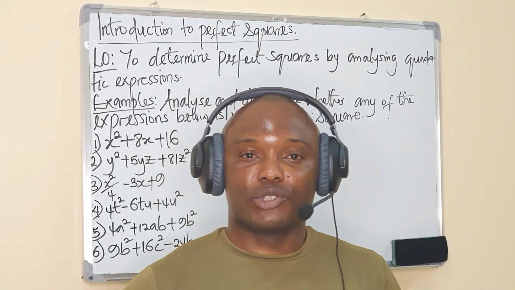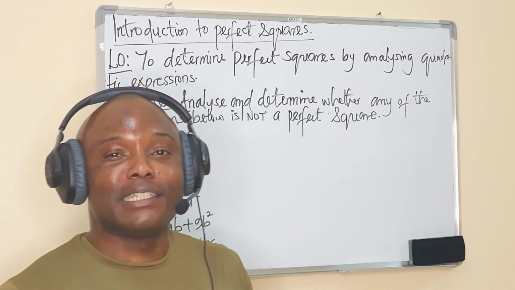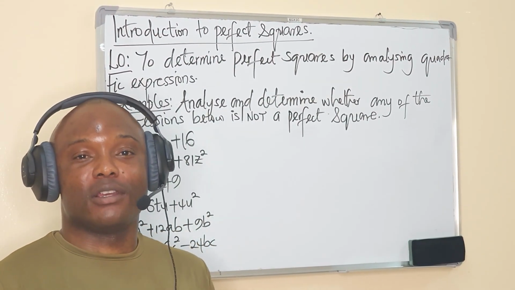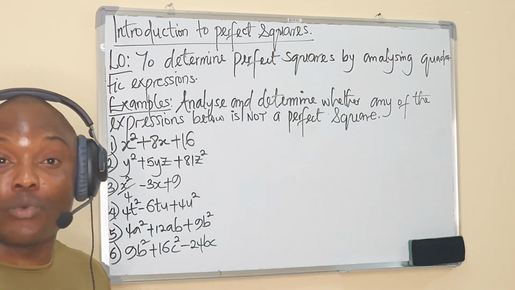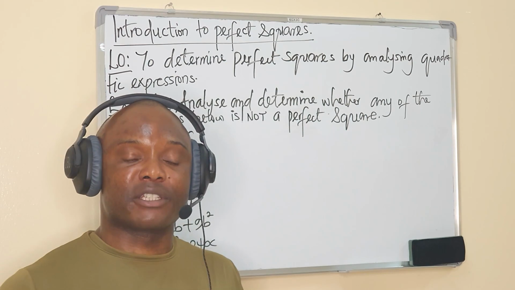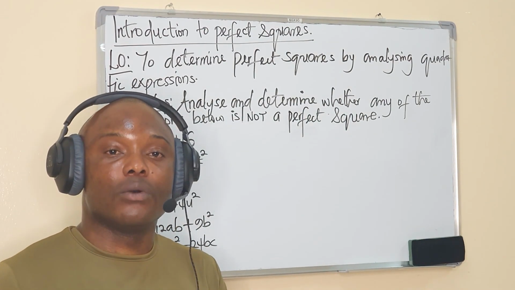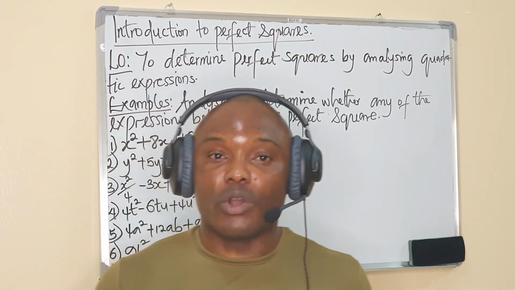What we want to demonstrate today is how to know whether a given quadratic expression is a perfect square or not a perfect square. But before we can swing into solving these problems to determine whether they are perfect or non-perfect squares, it is important for us to know first of all what a perfect square simply means. Now you know what a square number is, right?